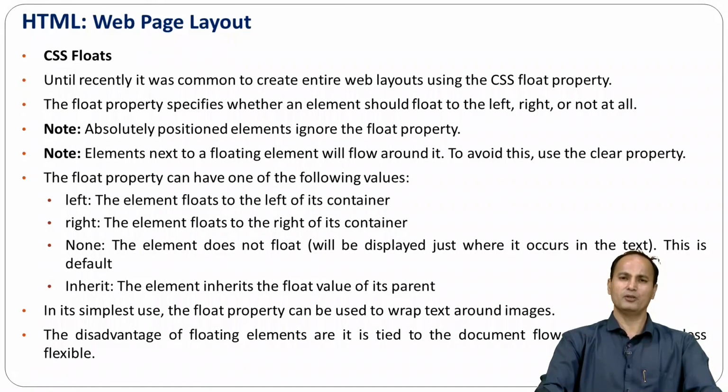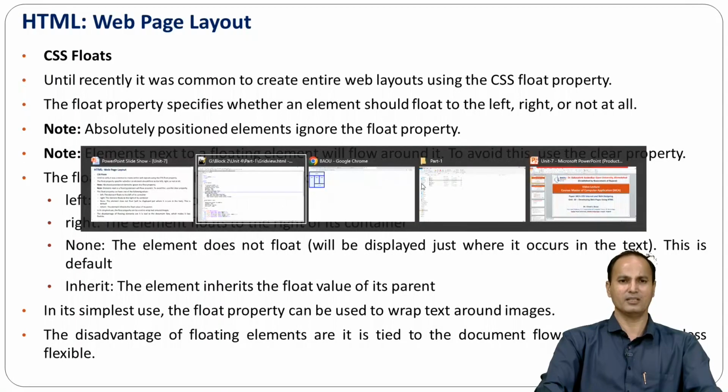In its simple use, the float property can be used to wrap text around images. Generally, if we have an image and we want its description around it, then we will definitely use the float property, and then we can set the content around the image. In this way, we can have a better look of the web page in a layout manner. Let's try to understand through an example.